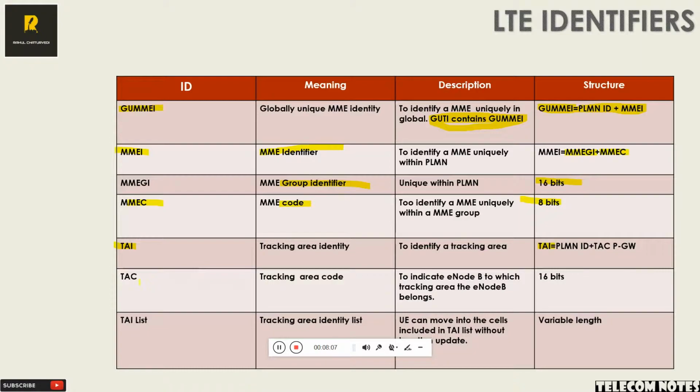and the tracking area code is actually of 16 bits, and is to indicate to the eNode B which tracking area the eNode B belongs to. Coming to the tracking area identity list, that is the TAI list, you can move into the cells included in the TAI list without any further update. So it's having a variable length, having a number of TAIs in the list.